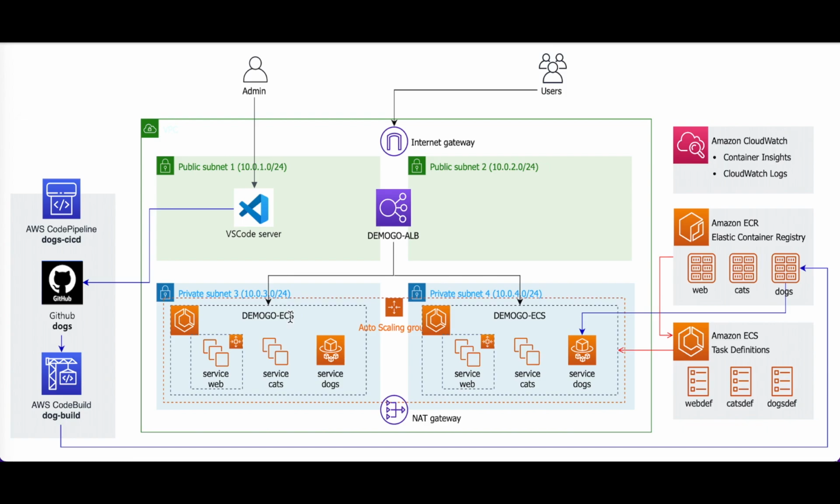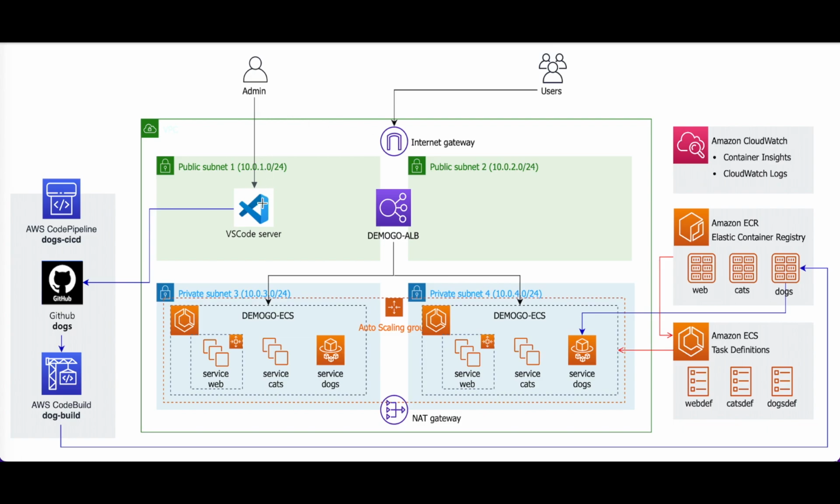We have an auto scaling group. And then we have EC2 instances for service web and service cats. And we're going to use Fargate for service dogs. Same thing in the other private AZ. Service dogs using Fargate, and a NAT gateway to access the private subnets.